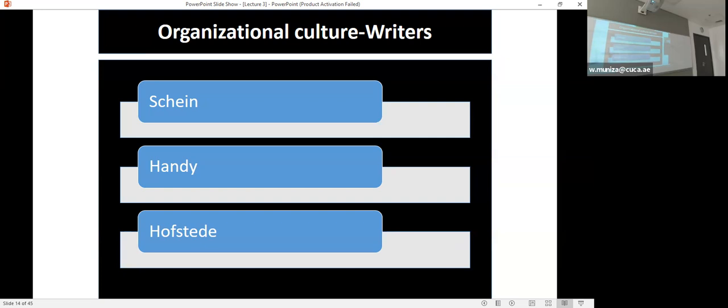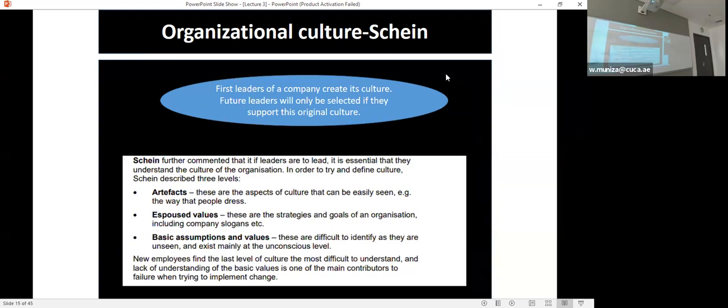So let us start. About three writers' input regarding organizational culture we are going to study: Schein, Handy, and Hofstede. First, let us have a look at the concept given to us by Schein.